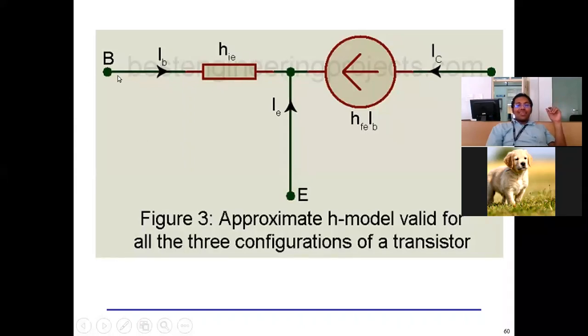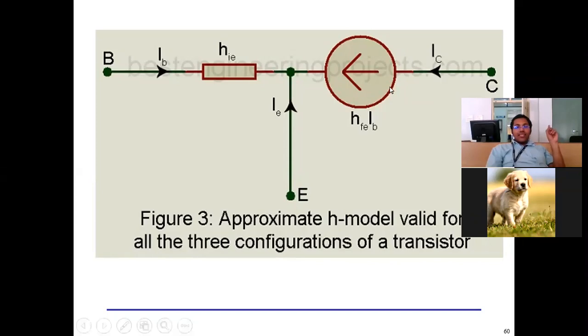HIE from base to emitter. See, this extension connection simply means this junction is the emitter. So HIE is between base and emitter, right? Next, what is the other? HFEIB. HFEIB is between collector and emitter, only two.